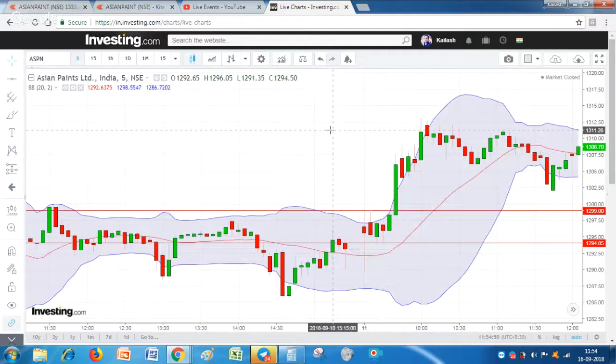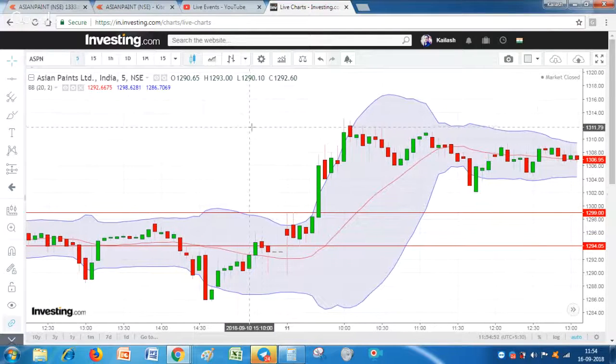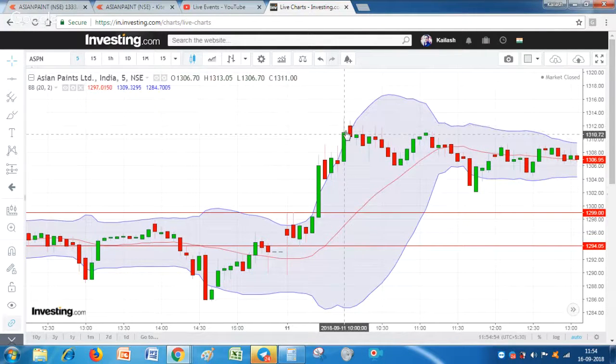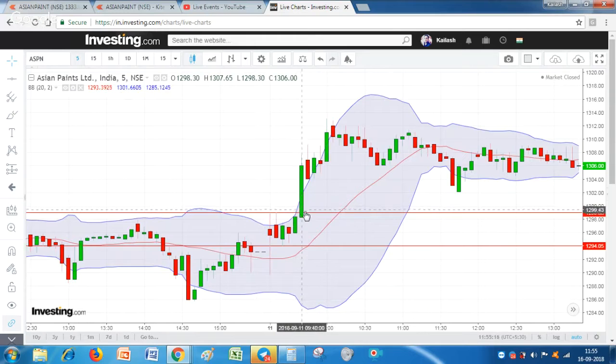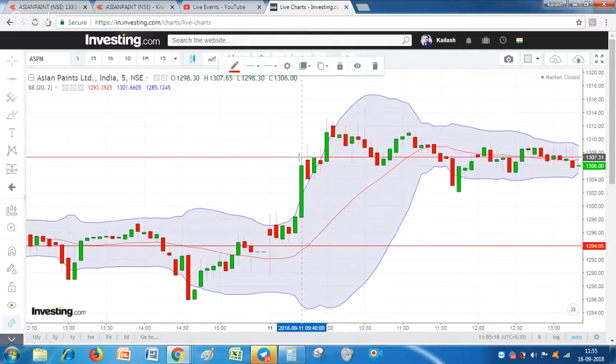Now friends, there is another strategy. When a stock has gone to the upper line of the Bollinger Band, it is an indication that the stock has gone to a resistance level. So there are chances that the stock can take a reversal anytime. We have to wait at that level for some confirmation. If the stock gives a reversal sign, we can sell it.